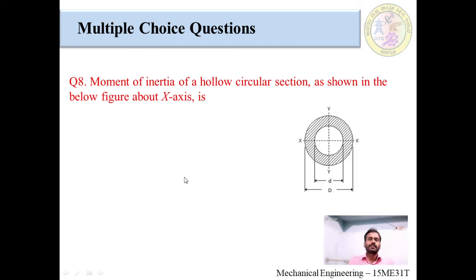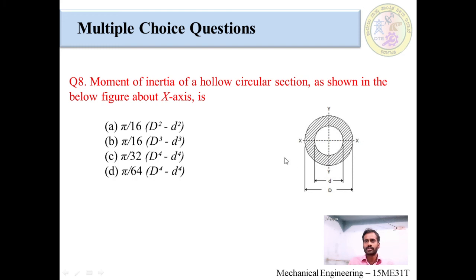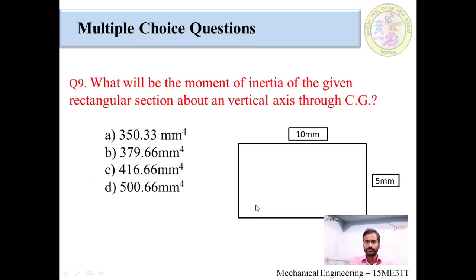For the question number 8, moment of inertia of a hollow circular section as shown in the below figure about x-axis is, so from this figure you have to calculate MI about the x-axis, for it is a hollow circular section. So we know that for hollow circular section it is pi by 64 into D to the power 4 minus small d to the power 4. The right answer is option D.